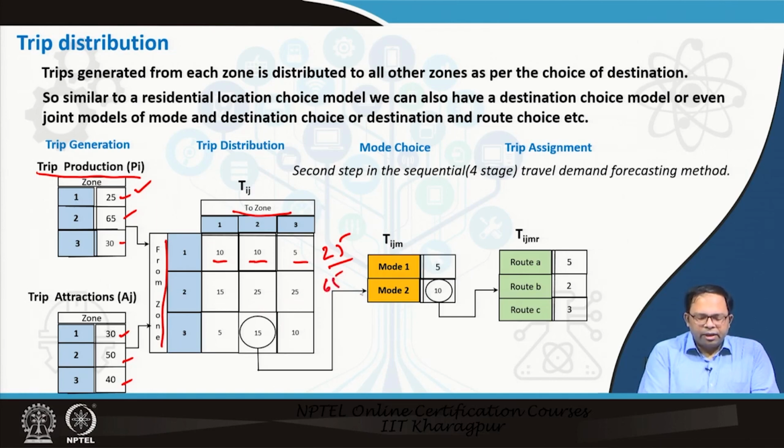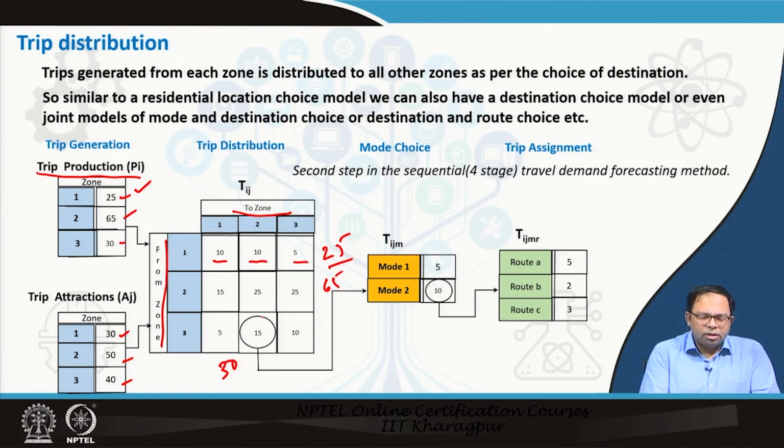In this way, the row totals give me the total number of trips produced at different zones, whereas the column totals give me the number of trips attracted at different zones. So, the number of trips attracted at zone 1 is 10 plus 15 plus 5, which comes to around 30. In this way we can form a trip distribution matrix, and this matrix could be used further down the line, where we have the third stage in the 4-stage sequential travel demand forecasting process, which is mode choice, determining the mode for each trip.